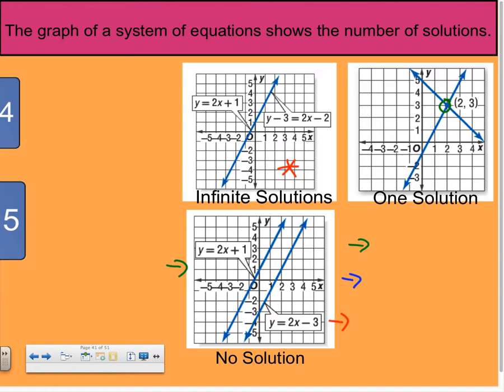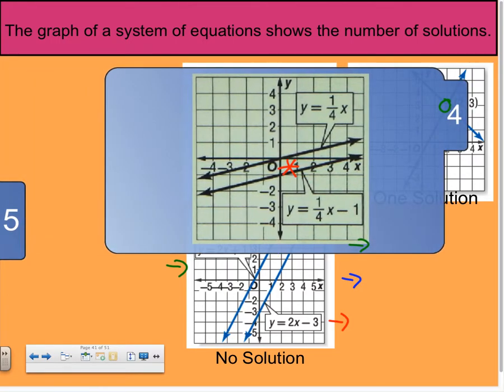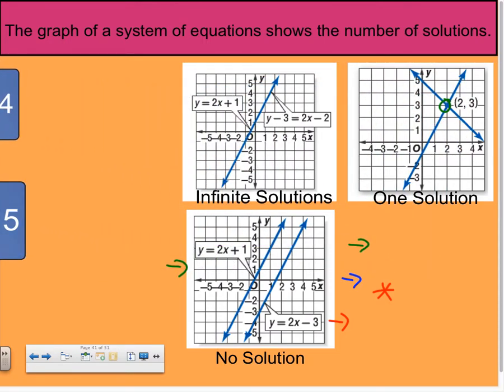Okay, so let's see how well you're paying attention. Here's another example. Here we have two parallel lines. What did we say about two parallel lines? Well, two parallel lines will never cross. And if they never cross, then by the definition of a system of equations, they can have no solution. So get used to seeing parallel lines and thinking no solution.